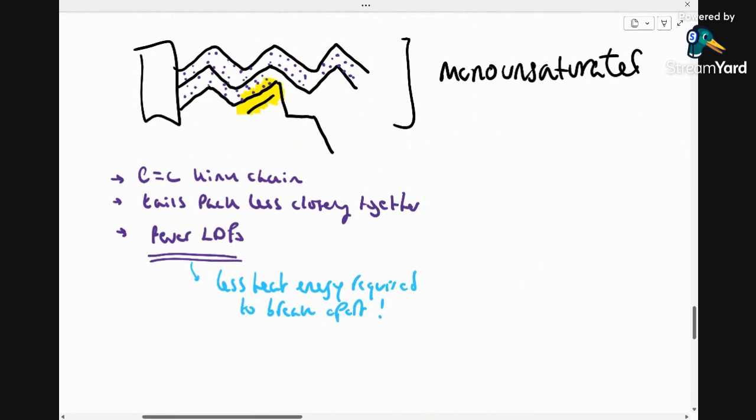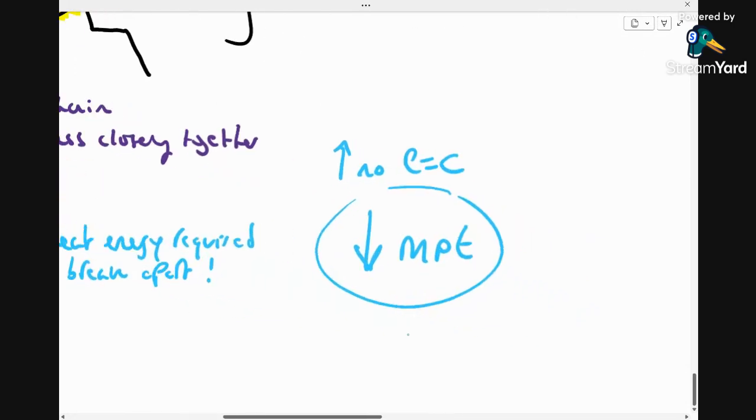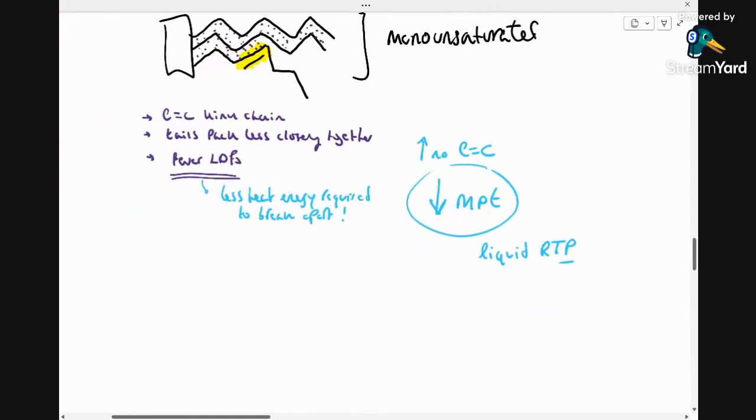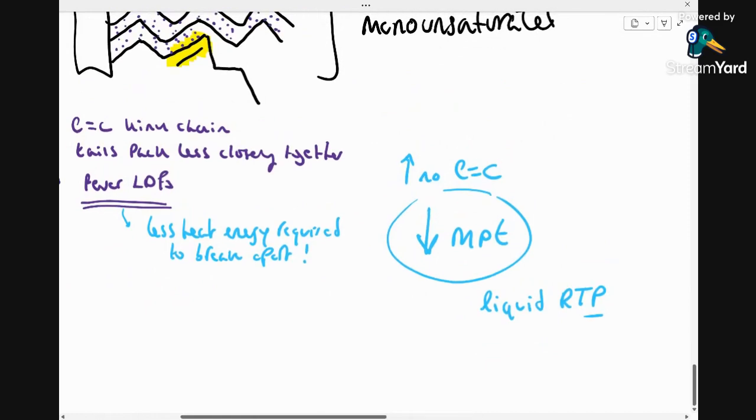What that means is the more kinks you have, so an increased number of carbon-carbon double bonds, this lowers the melting point, which means the more unsaturated you are, the more likely you are to be a liquid at room temperature. So this would be something like butter or margarine, things like that.